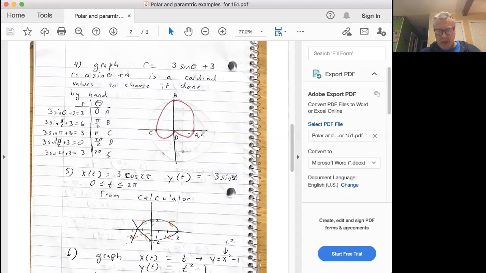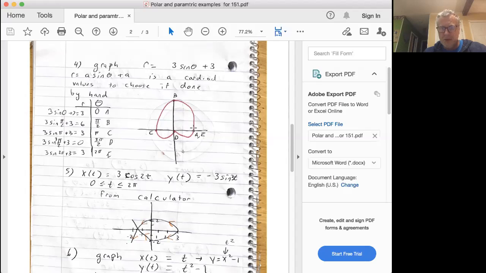So starting at A is 3. So there's our point A. That's our first point there. Then for point B, we're at pi over 2. So here's pi over 2, and we have a value of 6, so a radius of 6. Going to theta equal pi, here's theta equal pi. We have a radius of 3.